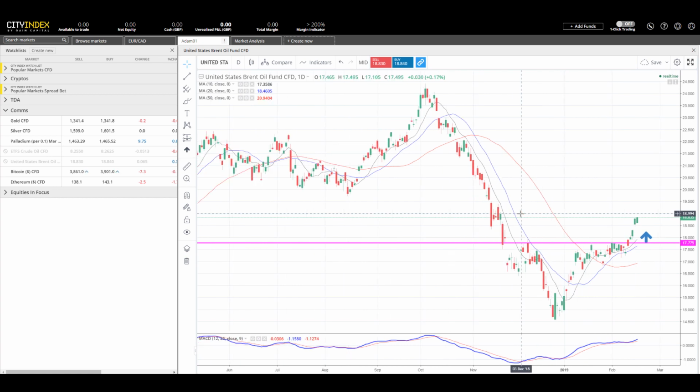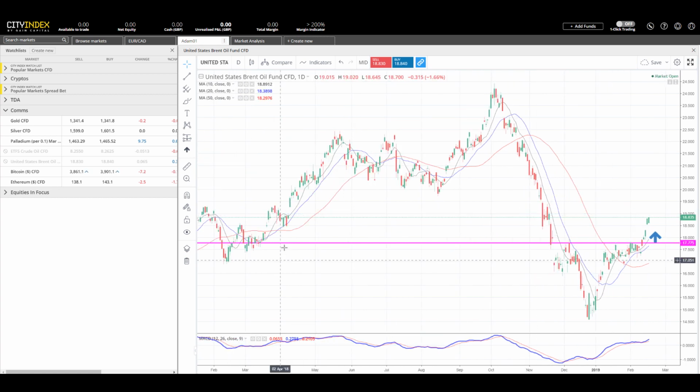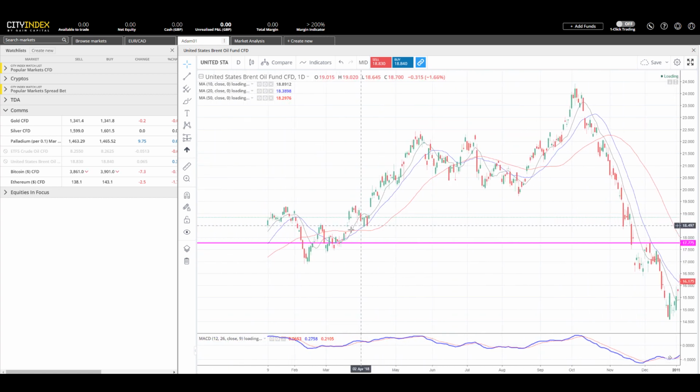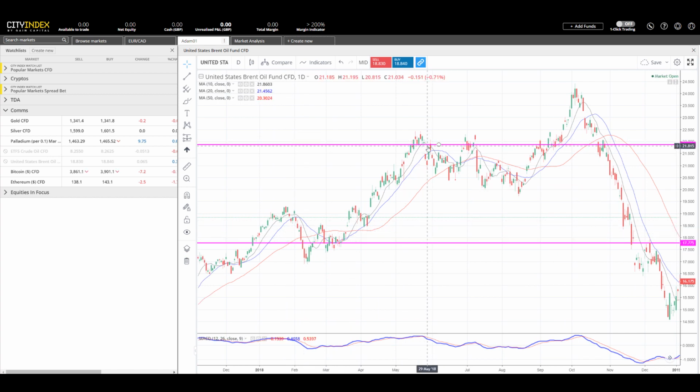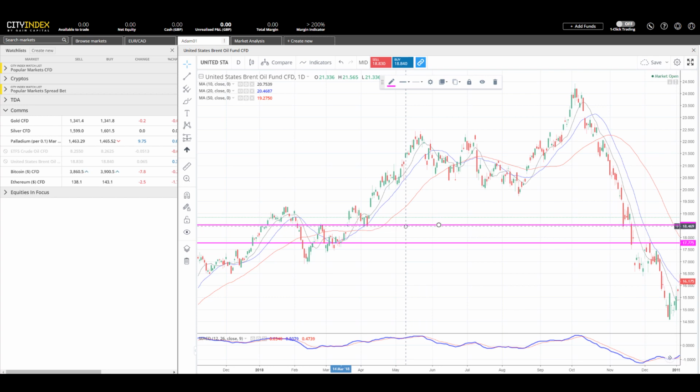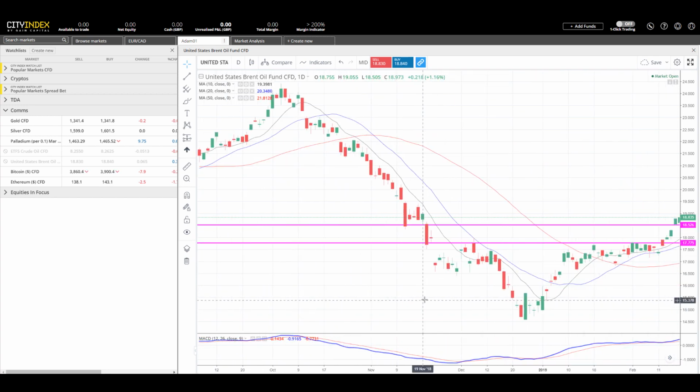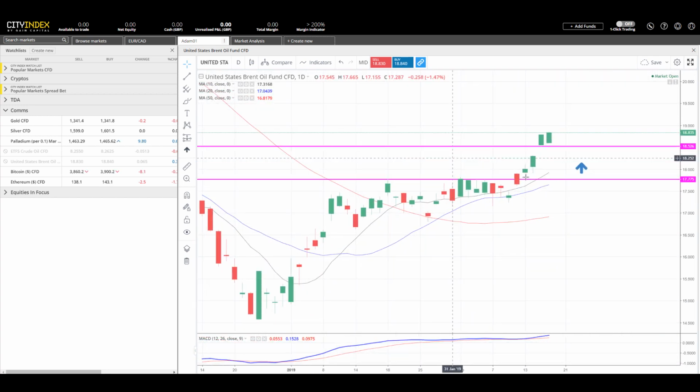At some point, I would really like it to come back and test that level and give me a re-entry, give me an entry opportunity into that trend. And just noting that next level of resistance is coming up pretty soon. So looking at price and expecting this to provide me with an entry opportunity around one of these key levels.